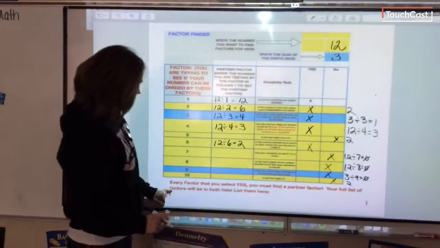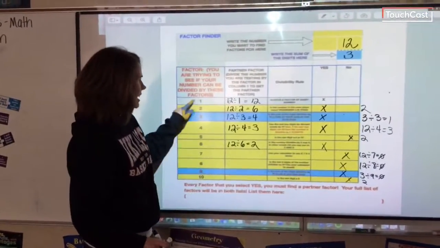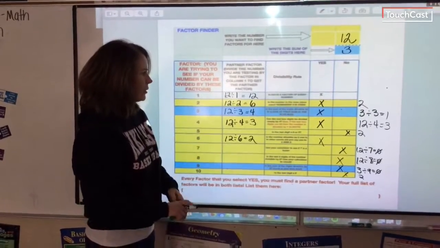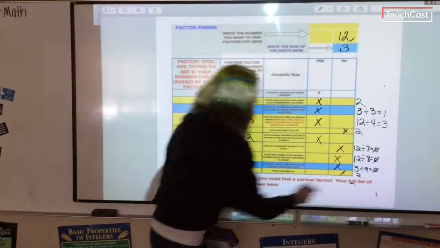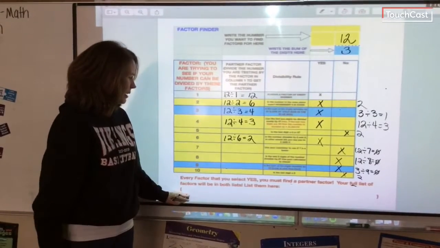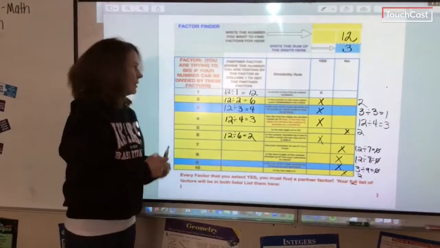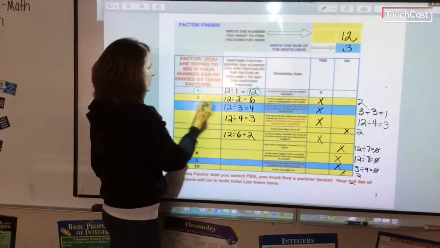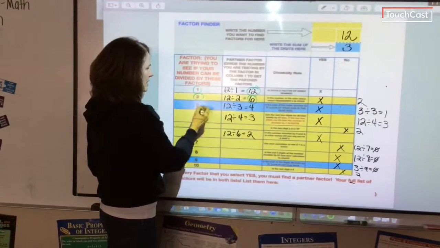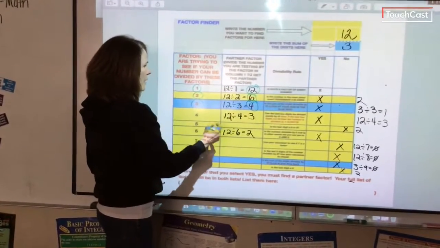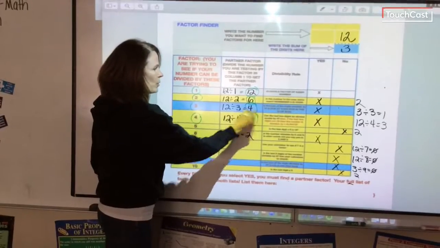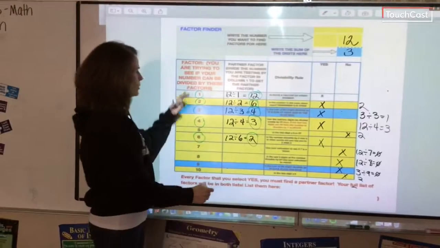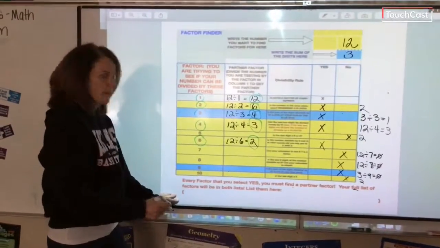The next part is every factor that you selected yes, which are all these, you must find a partner factor, which we did. Your full list of factors will be in both lists. So again, we're going to write them all here. So what we're going to do is go back and we're going to write 1 and 12, 2 and 6, 3 and 4. I'm going to circle 4 and 3. We don't have to list that twice because they're the same numbers. And then 6 and 2. So we're going to take all those and we're going to write them down here with commas.